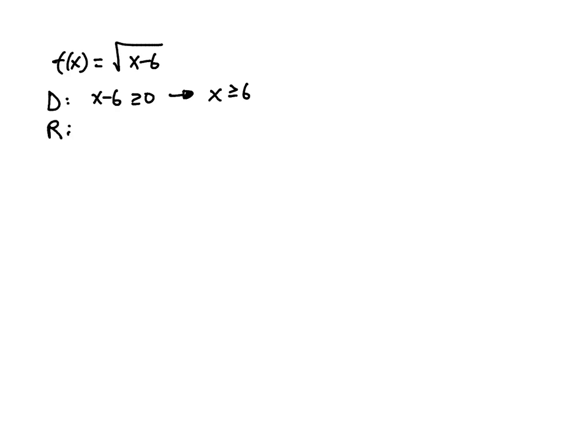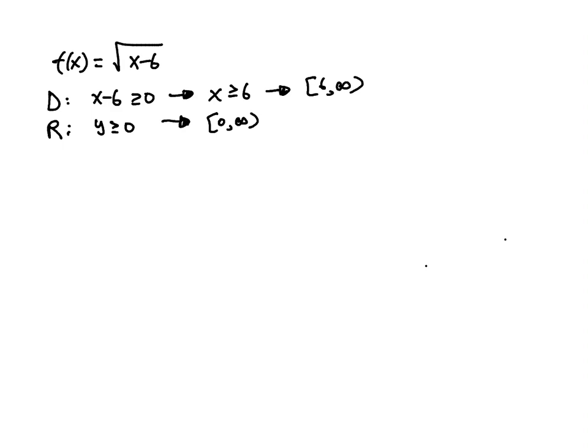Now the range of a square root function. Notice there is no shifting up and down, only left and right. So the range is always greater than or equal to 0. Just to make sure we're not confused, x is greater than or equal to 6, which I'm going to write in interval notation as 6 to positive infinity. And y is greater than or equal to 0 is 0 to positive infinity.